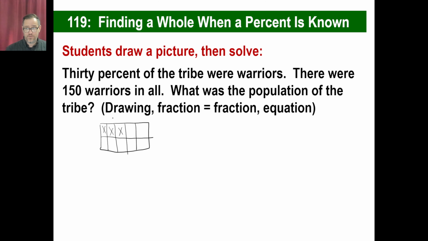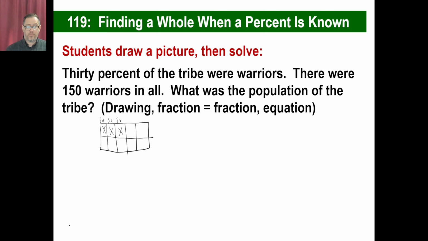That means there were 150 warriors. They tell you that. So that means each one of these must be 50, right? 50, 50, and 50, correct? What's the population of the entire tribe? Well, obviously, if each one of these is 50, we have 10 50s, so the entire thing is 500. That's one way of doing it, right?